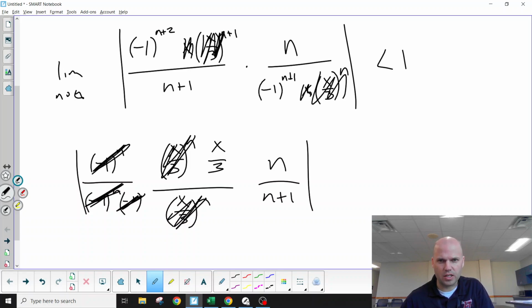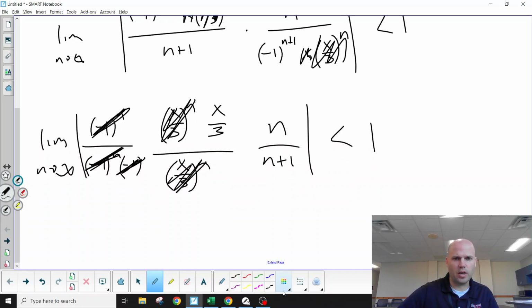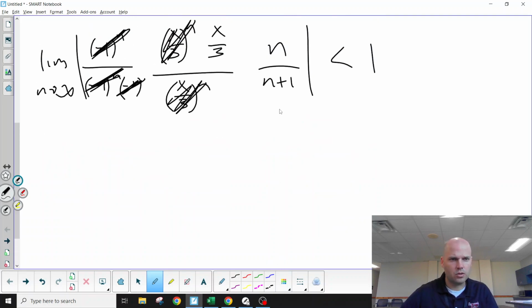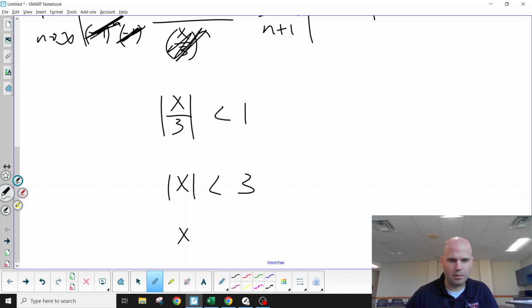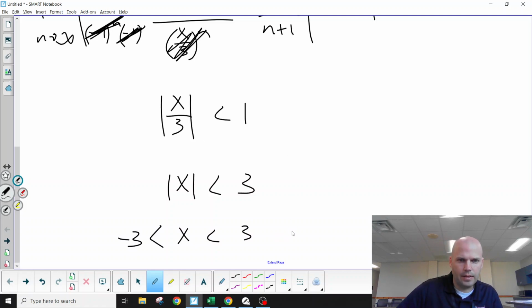And a lot of people get to this spot and they don't know what to do with this. But don't forget, we need to plug in infinity, and then we get this expression. When I plug in infinity, this turns into 1. So I just get x over 3, absolute value has to be less than 1. So the radius of convergence is 3. And x's have to be between 3 and negative 3. And that's most of what we need to do. The final step, you'll get a lot of points just for doing that, is to check your endpoints.